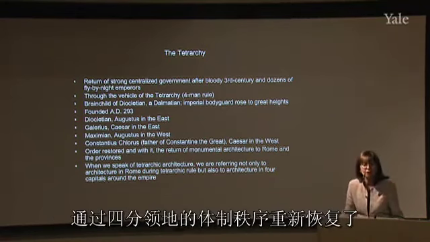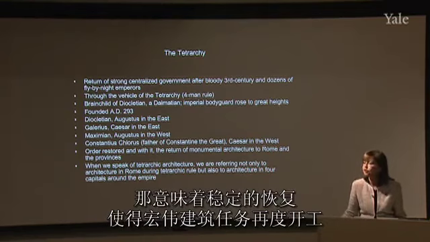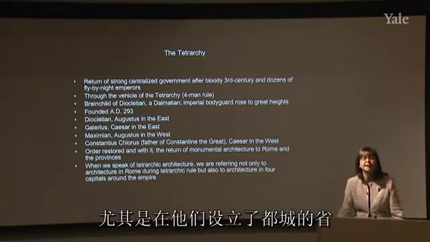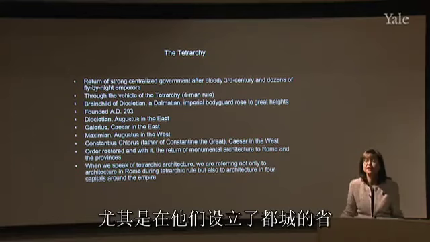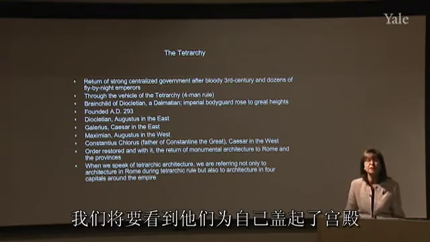Order was restored through the vehicle of the Tetrarchy, and what that means for us in this course on Roman architecture is that stability returned, stability that enabled major architectural commissions to once again be done, both in Rome and also around the provinces, and particularly in the provinces that these individuals made their capitals, in a sense, and where they lived, and where we'll see they built their own palaces.